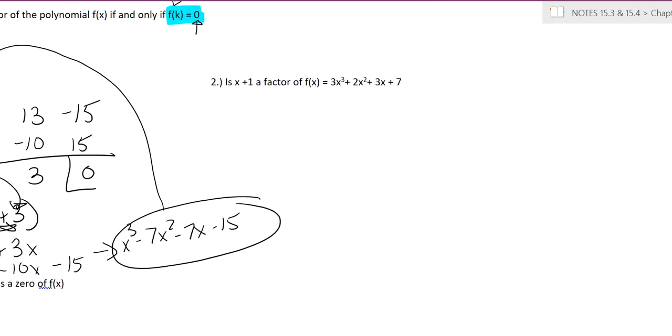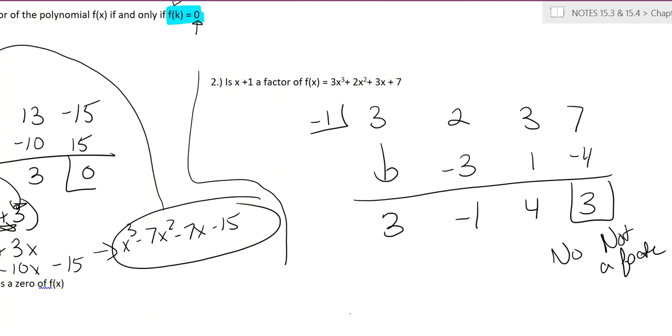So go ahead and pause the video and see if number 2 is indeed factorable. So if you take a look at number 2, you'll find out the remainder is 3. Therefore, x plus 1 is not going to factor that polynomial for us.